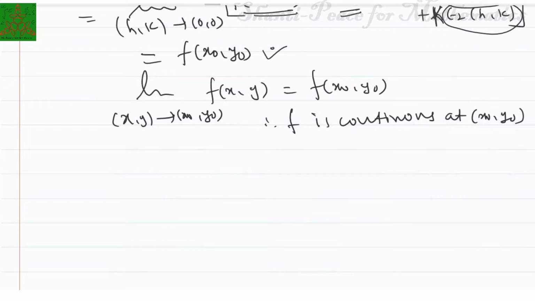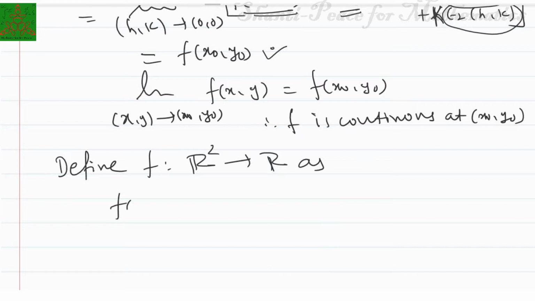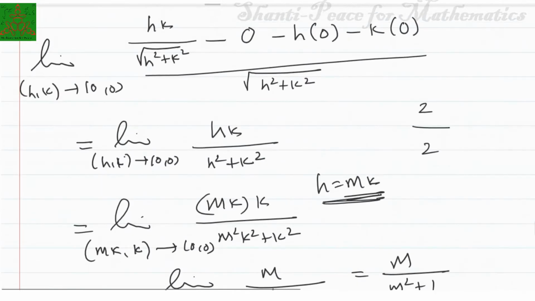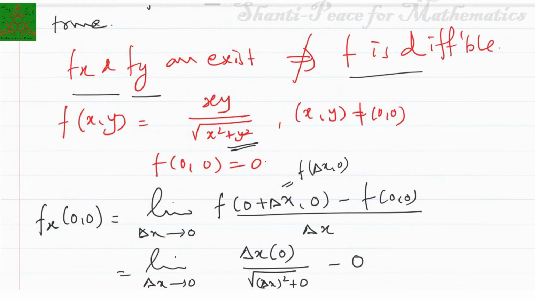The answer is no. The converse of the statement is not true. We'll see by example. Define a function from R square to R as f of xy equal to xy upon square root of x square plus y square, for xy not equal to 0, 0, and f of 0, 0 is given as 0. This is the same example we worked with in the above example.